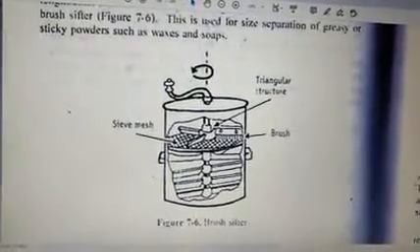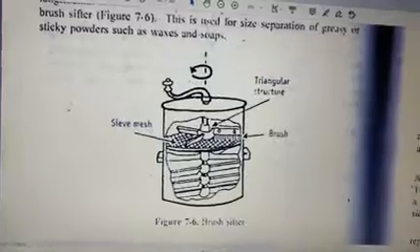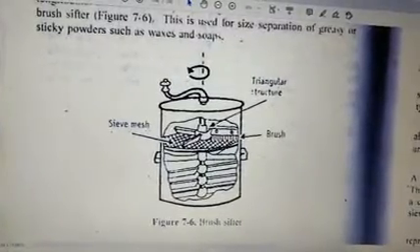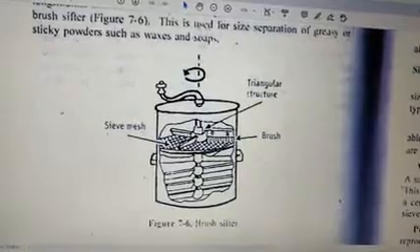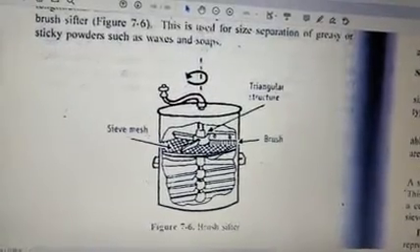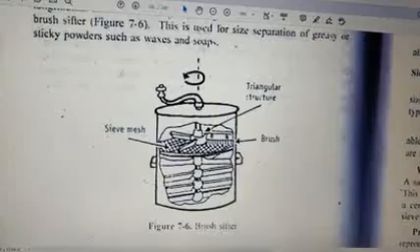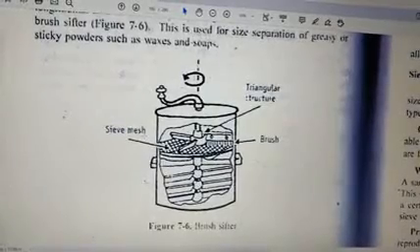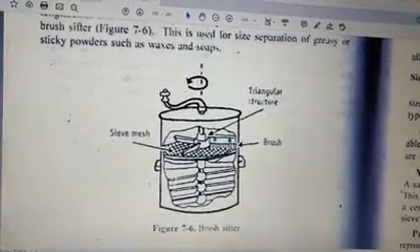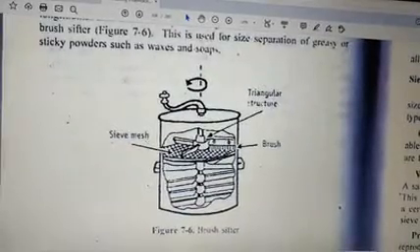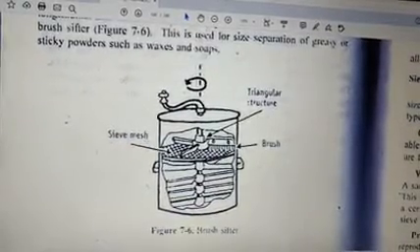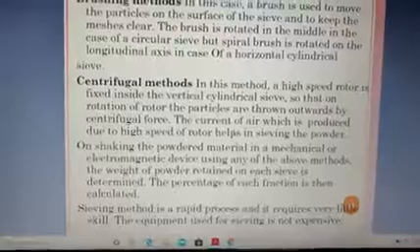So you have a diagram, this you need to draw and practice. So you have a diagram of this brush sifter, the brushing technique, in which you have your entire assembly, you have sieve meshes, you have the brush above. Depending on the arrangement, you have spiral or round brushes, and then a triangular structure at the center which is holding all the meshes.